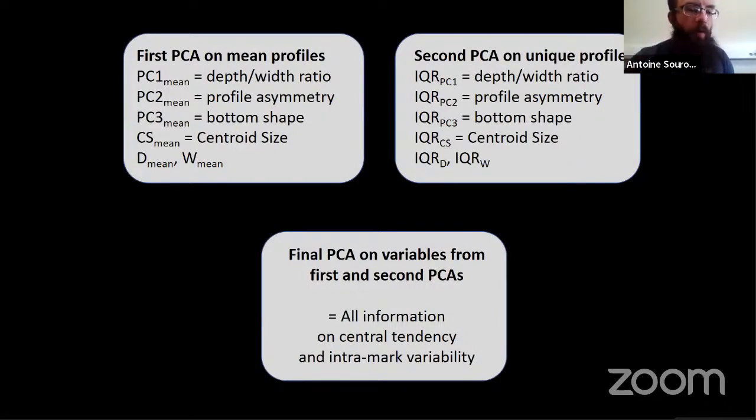So it's a bit complex, but we made the first PCA on the mean profiles to extract some major components, so some principal component axes that are related to those characteristics: depth-width ratio, profile asymmetry, the shape of the bottom, and of course the centroid size, the depth and the width. We made a second PCA only on the unique profiles, and in that case, the objective was to quantify the variability of all those characteristics within one mark. So we use for that the interquartile range of PC1, PC2, PC3, centroid size, depth, and width. And finally, we made a final multivariate analysis combining the PC scores, interquartile ranges, and the data of centroid size into one single PCA to summarize all the information, both on the central tendency, but also on the intra-mark variability for those various aspects.